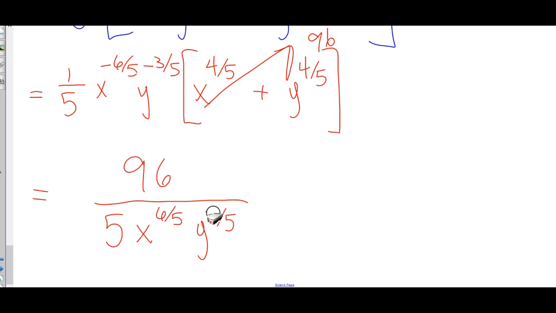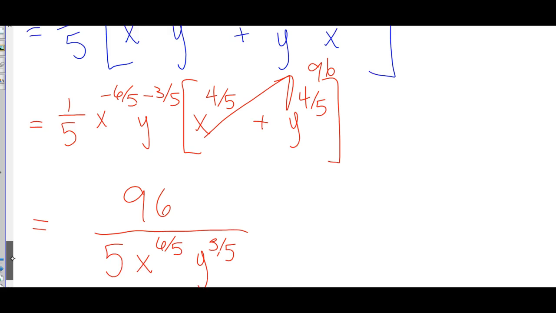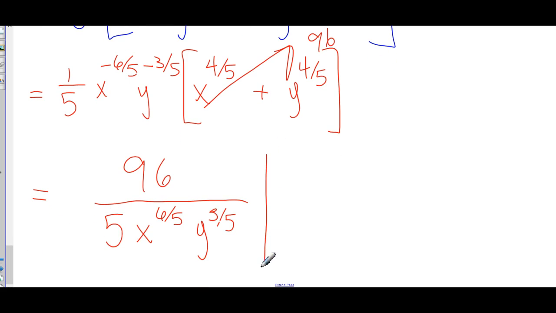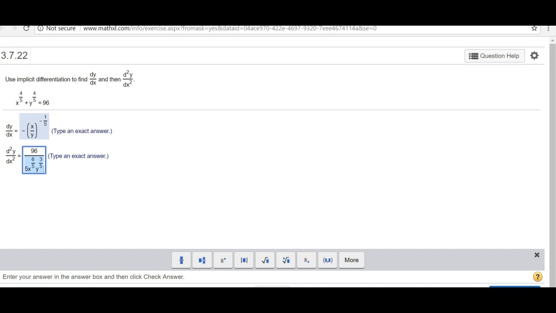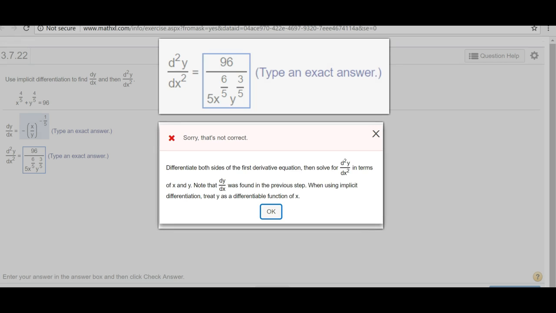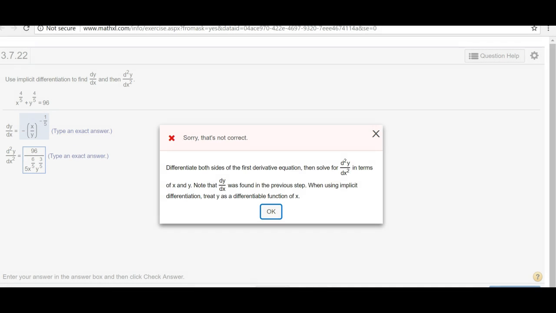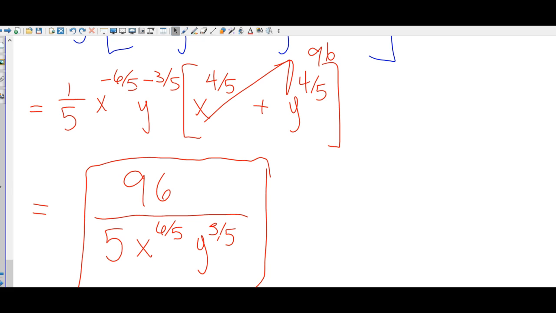And it ends up simplifying down very nicely, well, relative to the last expression that I had in blue up there that MyMathLab accepted. The problem is MyMathLab will not accept this. I'll show you. Alright, so there's my 96 over 5, x to the 6/5, y to the 3/5. MyMathLab says, nope, you didn't do that right. But it is correct.